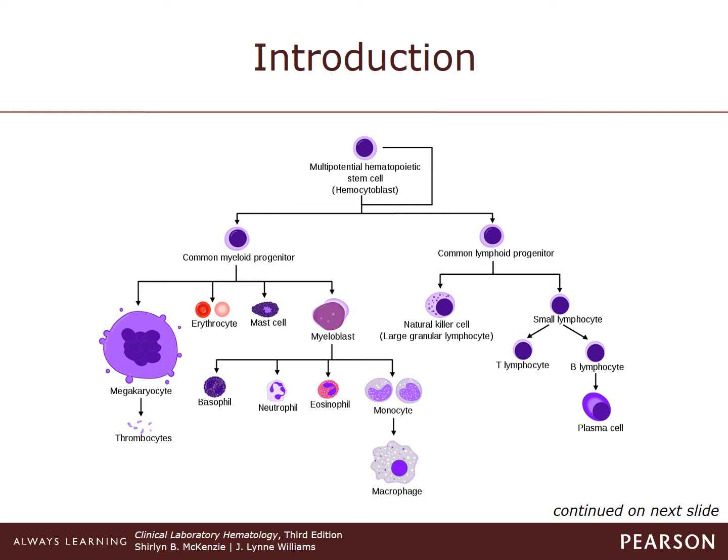All of these cells develop from the pluripotent hemopoietic stem cell due to stimulation from specific growth factors. The stem cells proliferate and differentiate into the various types of cells you see, either granulocytes, which are neutrophils, eosinophils, and basophils, monocytes, and lymphocytes, as well as platelets.